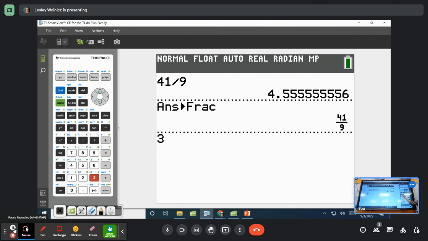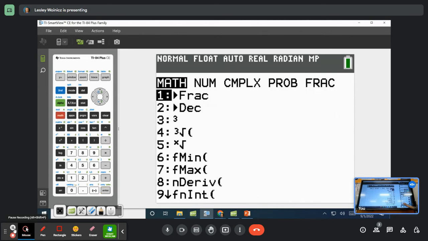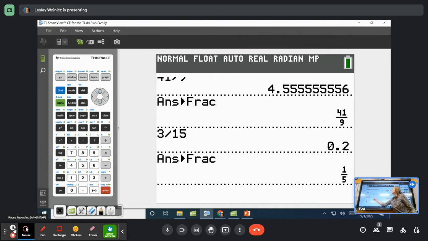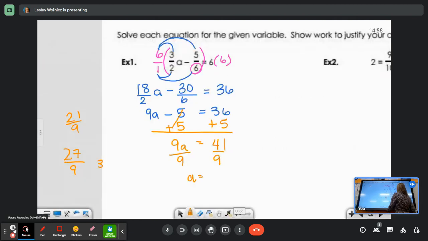Look at 3 divided by 15. We all know that 3 and 15 have a common factor of 3, right? But it's still a fraction. So if I hit math, enter, enter, it reduces 3/15 into 1/5 for me. Boom. Okay, so your calculator is programmed to always give you the reduced one back. So if it gives you the same thing that you started with, it's already reduced. Cool? Cool. All right. So our A, it's a little bit weird, but it's just 41 over 9 and we're done. We don't have to do anything else to it.